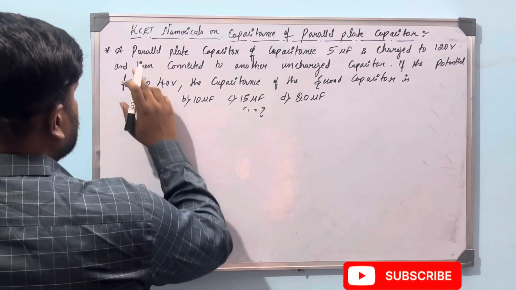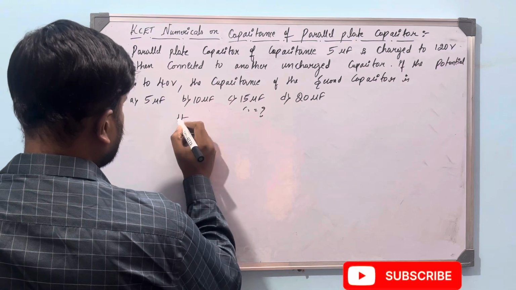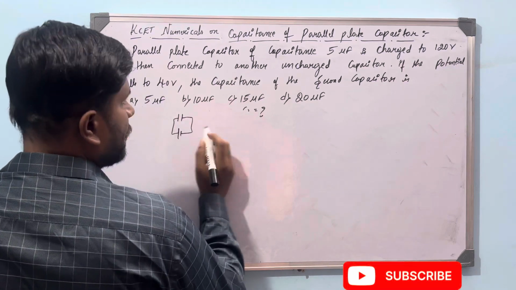Okay, so what is the data? The parallel plate capacitor of capacitance 5 microfarad. Initially they have given the parallel plate capacitor and it is connected to the potential.